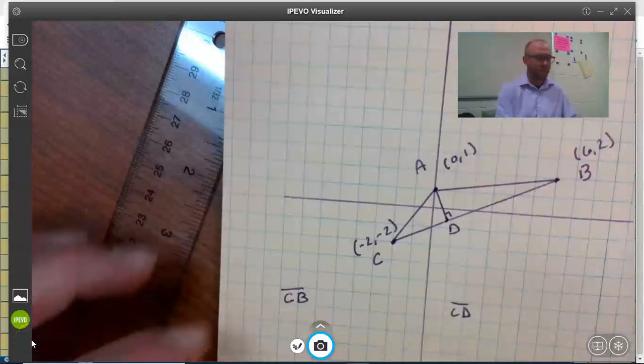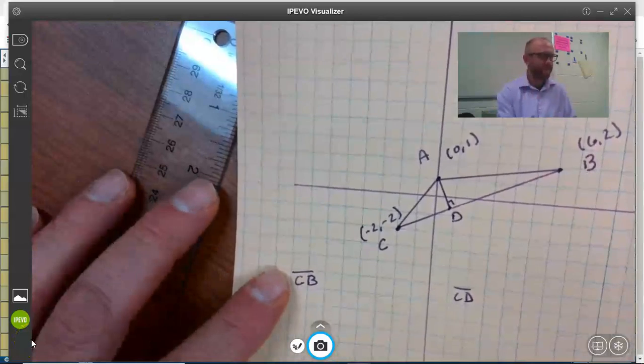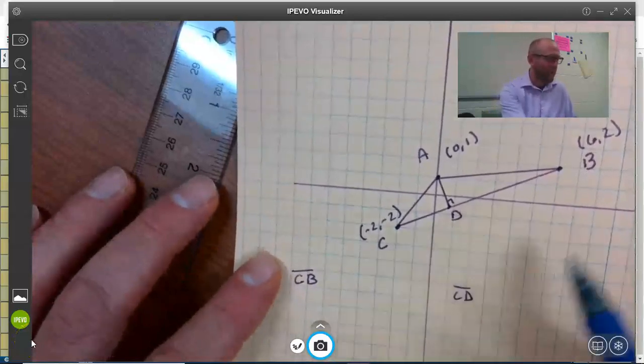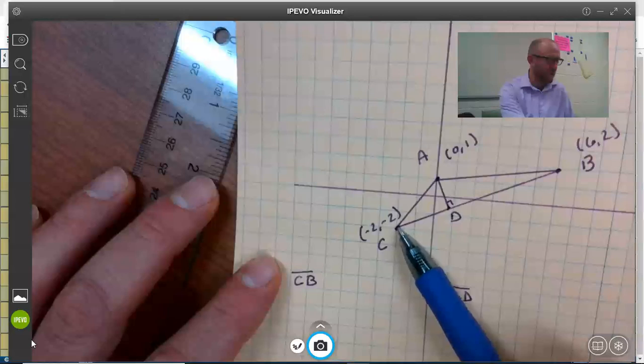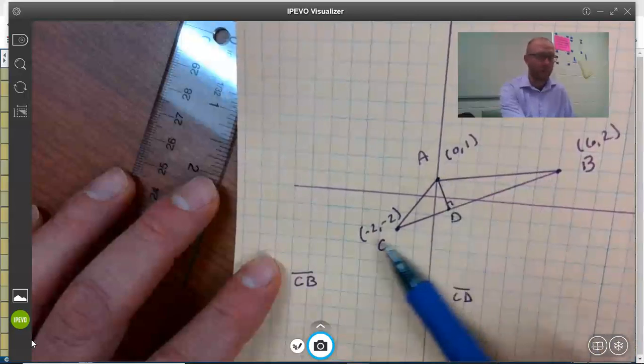Okay, let's find the area of this triangle. We're going to do it the easy way. Oh, no, we're going to do it the hard way. Yeah, we're definitely going to do it the hard way. So to do it the hard way, we need to find the length of CB, and then we need to find the length of AD. That's the height going over to CB.